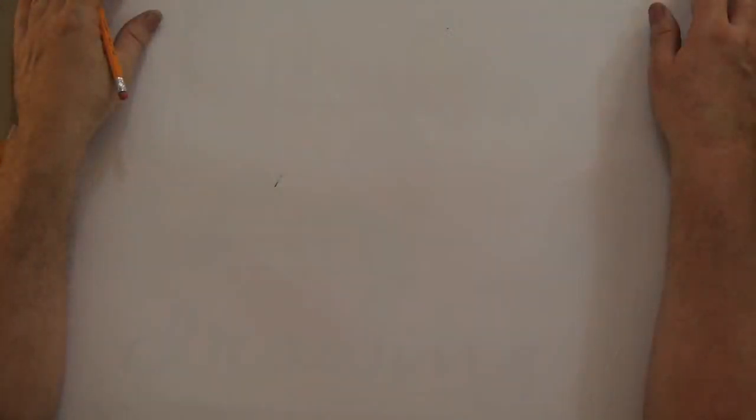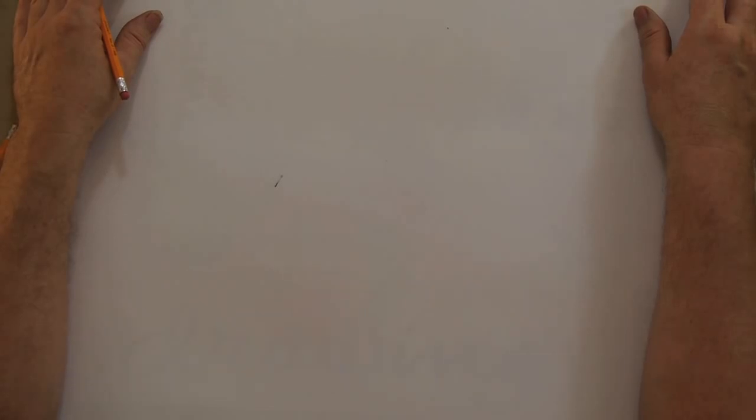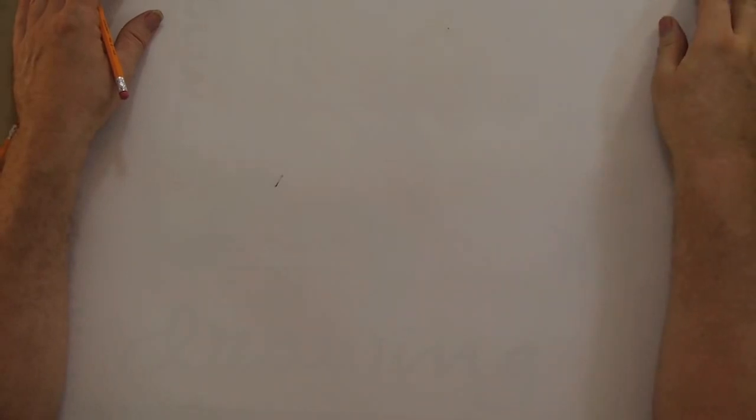All right, what we're going to do next is a couple of drawing exercises that I call virtual pyramids, because what they do is they approximate to a very high degree of accuracy the 51 degree, 51 minute slope to base angle of the Great Pyramid. They're a little bit off, but for all practical purposes, they're so close that if you wanted to draw a profile of the Great Pyramid for whatever reason, either one of these two methods would work. And they're interesting exercises in their own right.